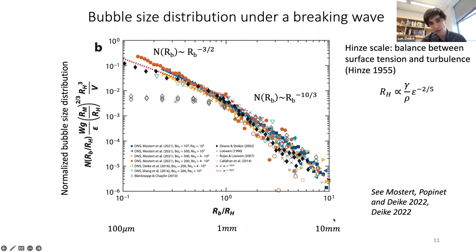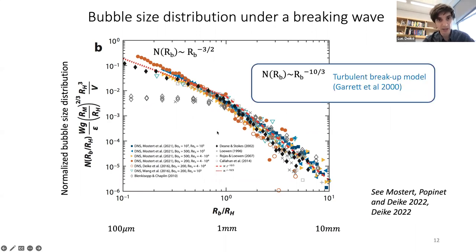And the largest bubbles that are going to be observed are about 10 millimeters. On this plot, the smallest ones are going to be 100 microns. You can definitely have smaller ones, but this just corresponds to the resolution of the simulation or experiment that are plotted here. What you see on this plot is that more or less all the data fall onto each other, and you have two regimes. The first regime, for the large bubbles, is described by a power law of -10/3.